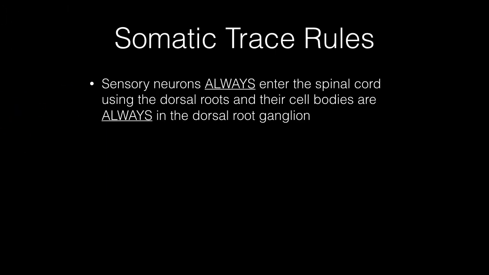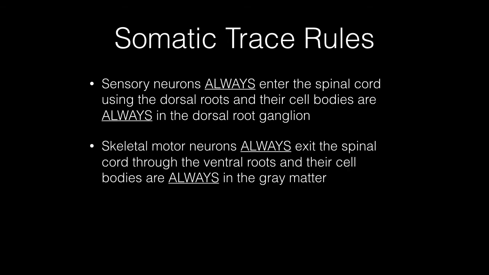Here are some rules that we need to know. Sensory neurons always enter the spinal cord using the dorsal roots, and their cell bodies are always in the dorsal root ganglion. For this class, always is 100% correct. So sensory neurons will only and always go in through dorsal roots to get to the spinal cord, and the cell bodies are always in the dorsal root ganglion. You do not draw their cell bodies anywhere else.